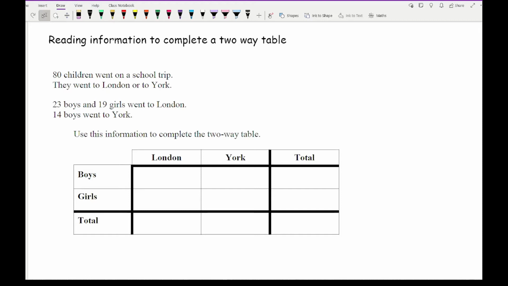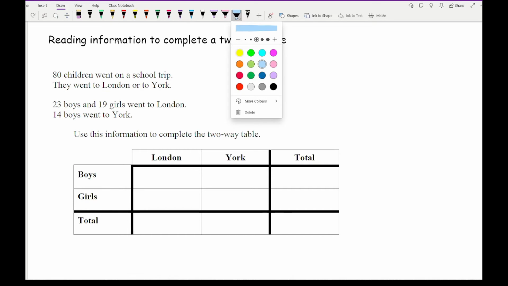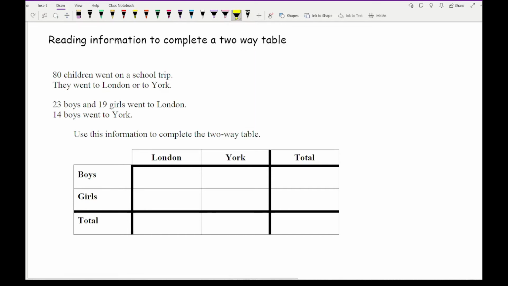Now, reading is really, really important. It's quite understated when it comes to maths, but it is an important skill that we need to be able to do. So what we need to do ideally is work out what the grand total is, because we want to know what the totals are.